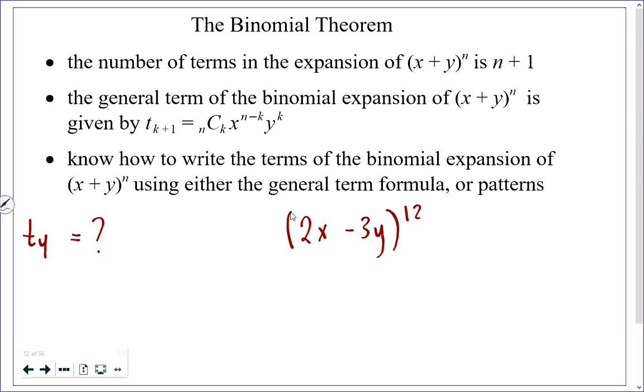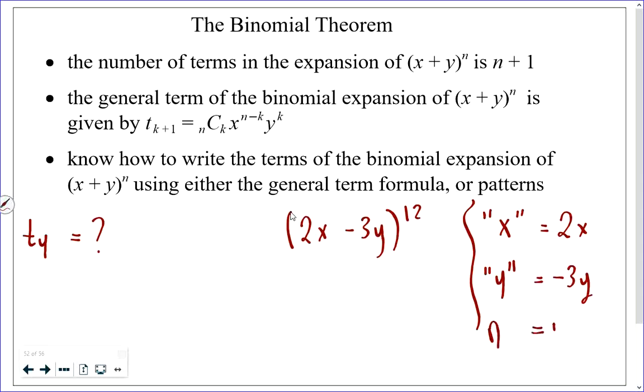So if we start making a list, we know that x is 2x. I don't like putting it there. I'm going to put it over here. We know that for every term in this expansion, when we apply either the formula or the pattern out of our head, that x is actually 2x, that y in this example is actually negative 3y, and that n is 12 for every term. If you want to find the 10th term, the first term, second term, n is 12. And by the way, there will be 13 terms.